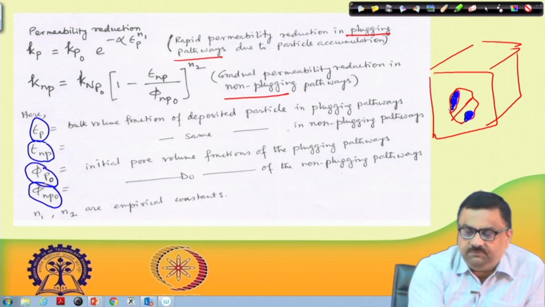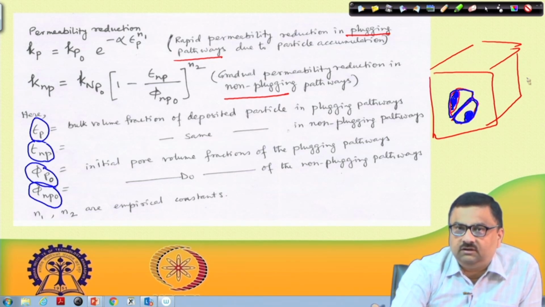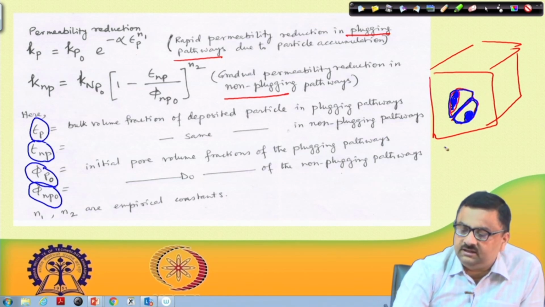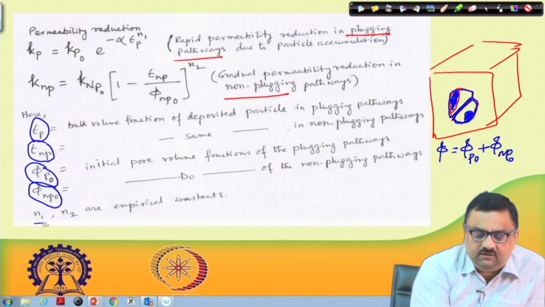Phi PO, this part is the plugging pathway. So, this plugging pathway divided by the total volume, that is phi PO, and non-plugging pathway, this part divided by the total volume, that gives me phi NPO. So, the total initial porosity can be written as phi PO plus phi NPO. And then these N1 and N2 are empirical constants.